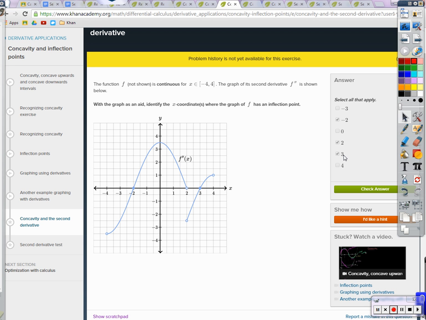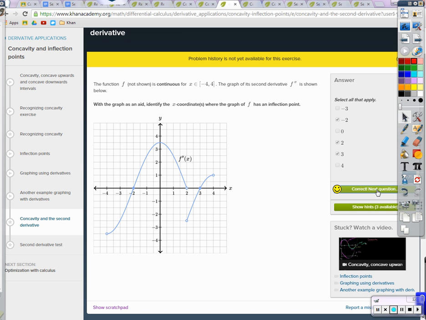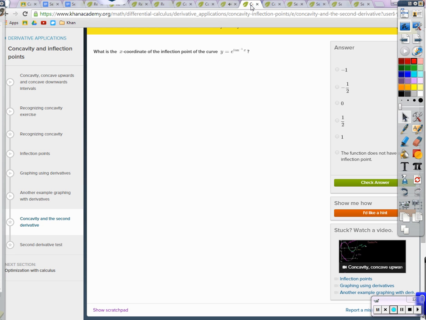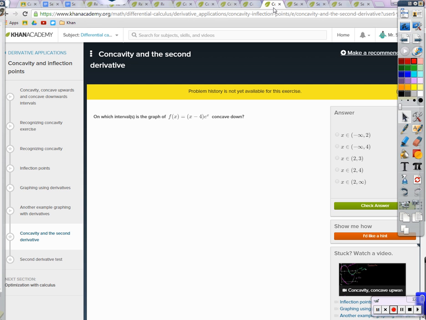But is this f prime? Or like f, this is f double prime right there. Oh, okay. It's probably hard to see from where you're sitting, because this thing's kind of small. That should be it. You got it. What is the x-coordinate of the point of inflection? Okay, so I think I put this in the right order here.